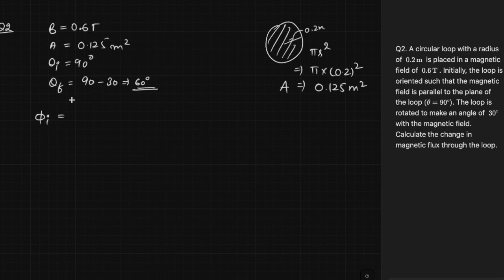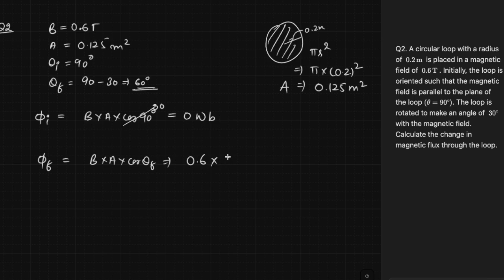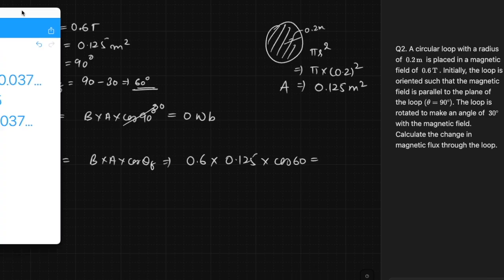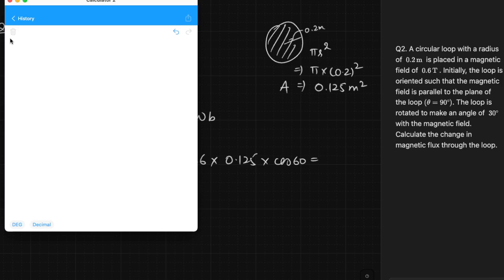What is the initial flux? That will be B into A into cos 90 degree. And now no need to put values here. See, cos 90 is 0, so whatever it is, it will come as 0. So initially, there is no magnetic flux. Okay, we can skip that. So what will be the final flux? Again, we have to use the same formula, BA cos theta. This time it will be the final theta. So the magnetic field is 0.6, the area is 0.125, and then we multiply by cos 60 degree. So let me calculate what it comes as.